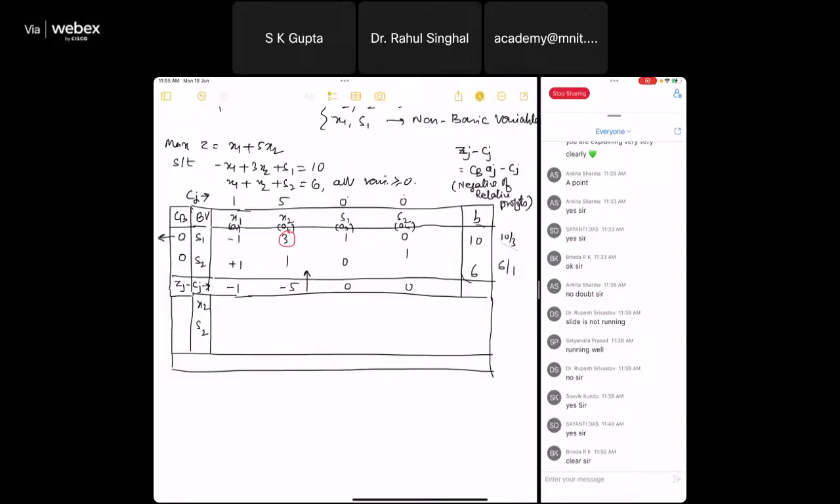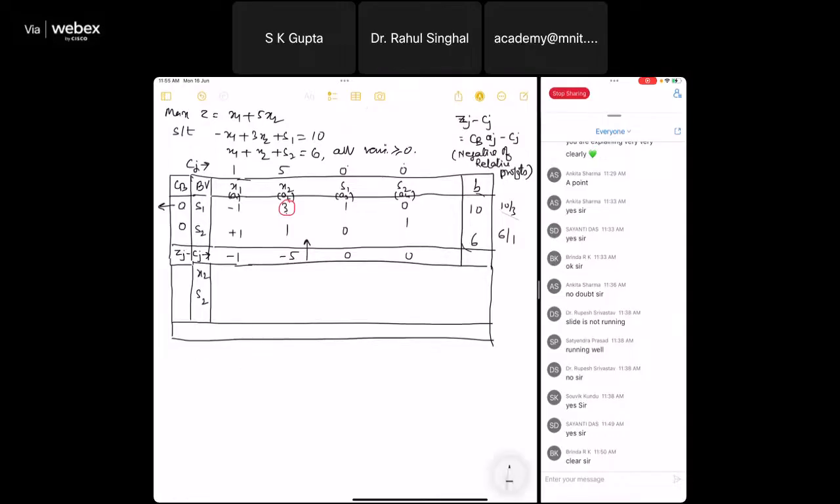So we will make one here. This pivot element will become one, and this we will make 0. Why are we making the pivot element 1 and all other elements 0 in that column? I will explain after this, right? So we make one here with an elementary row operation. We divide the entire row by 3. So this is minus 1 by 3, this is 1, this is 1 by 3, this is 0, and this is 10 by 3.